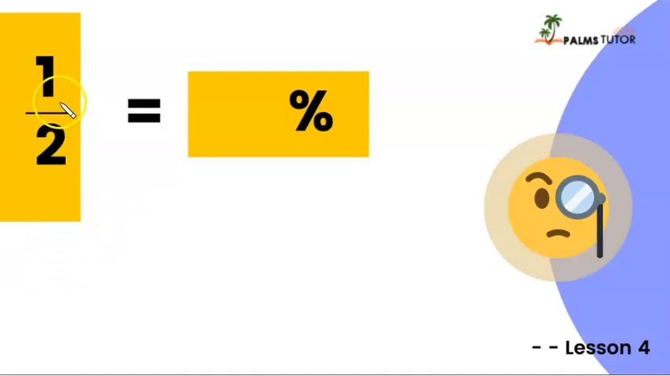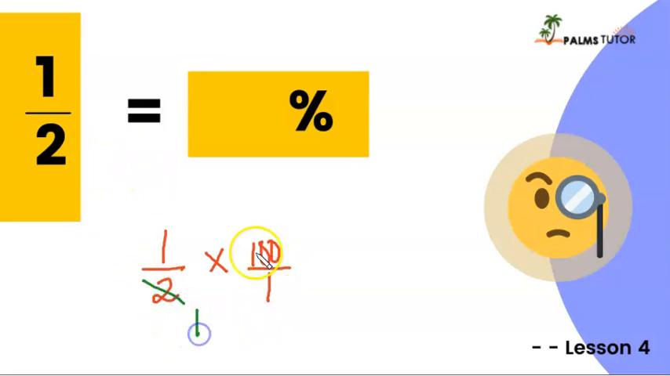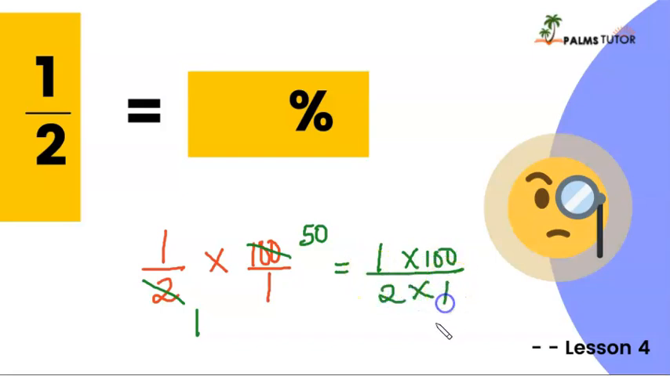So, I want to change 1 over 2, which is half, to a percentage. What percentage is this, right? 1 over 2 multiplied by 100 over 1. Simplify directly. 2 goes here 1 and 2 goes here 50. Or you have 1 times 100 over 2 times 1. Same thing. 2 cancels 2, and then we have 2 in 100, 50.